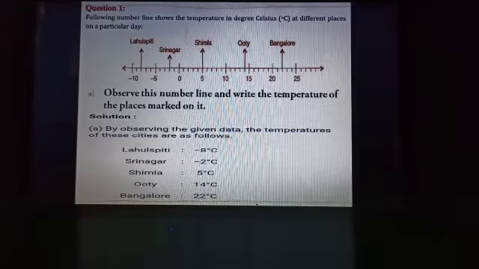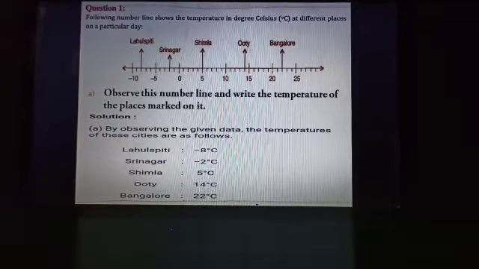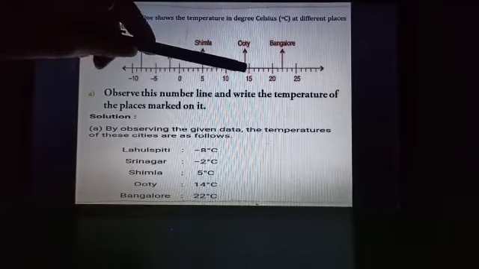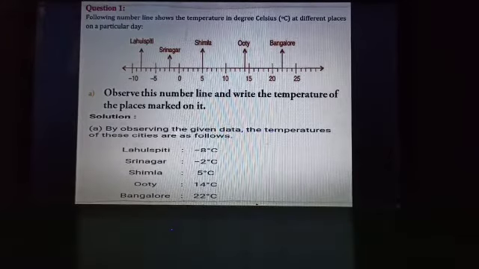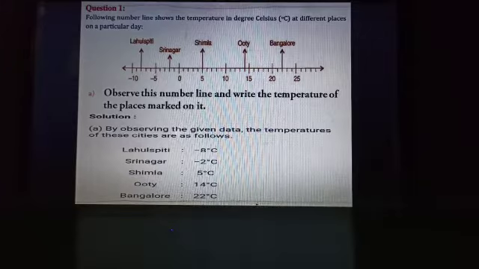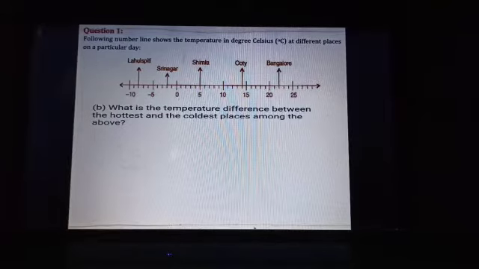Now for Shimla, you can see directly it is 5 degrees Celsius, Ooty it is 14 degrees Celsius, and for Bangalore directly it is 22 degrees Celsius. Here we have part B. What is the temperature difference between the hottest and the coldest places among the above?